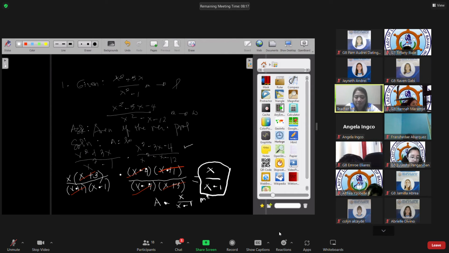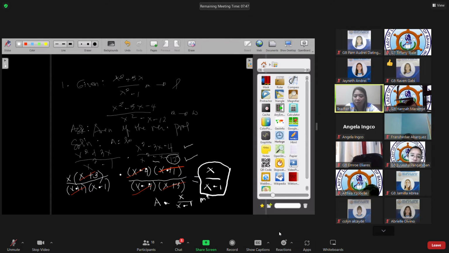Okay, sige. Same as sa ating denominator. So, same procedure. Quadratic trinomial. So, you get the factors of negative 12. That is negative 4 and 3. So, when you add up negative 4 and 3, that is equivalent to negative 1. So, the factors are x minus 4 and x plus 3. Okay? Okay na?